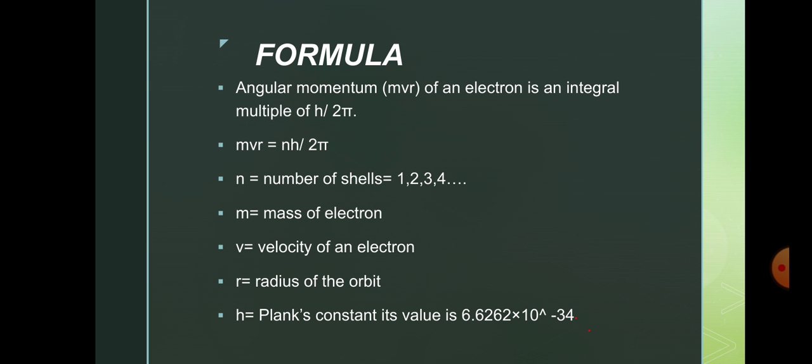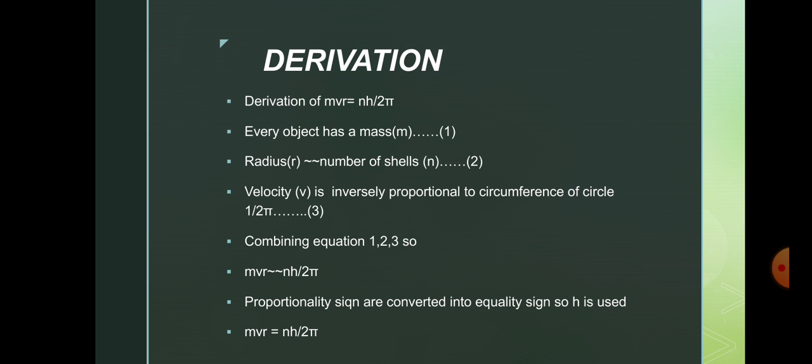Formula: the angular momentum mvr of an electron is an integral multiple of h divided by 2π. mvr is equal to nh divided by 2π. n is the number of the shell, m is the mass of the electron, v is the velocity of the electron, r is the radius of the orbit, and h is the Planck constant, whose value is 6.6262 multiplied by 10 raised to the power minus 34.